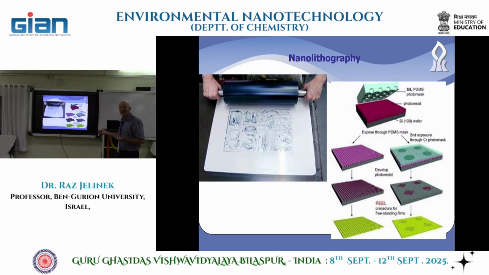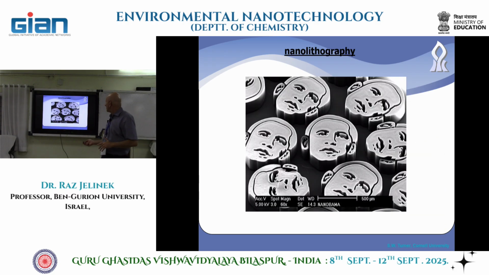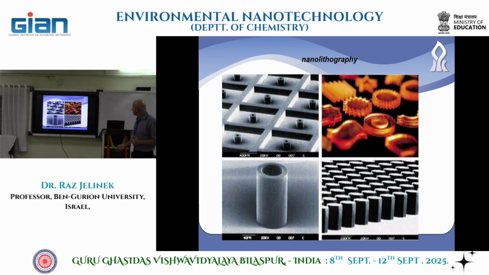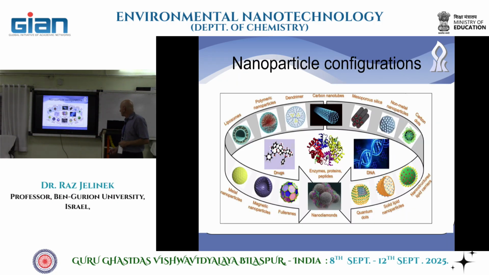One of them is nanolithography. There is this lithography that you can print newspapers or books in large scale. Nanolithography can do the same thing in a nanoscale. Okay? For example, that's what you can do with nanolithography. You can use nanolithography to make small objects that you can then take and use in various devices.